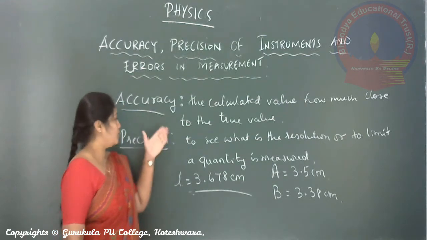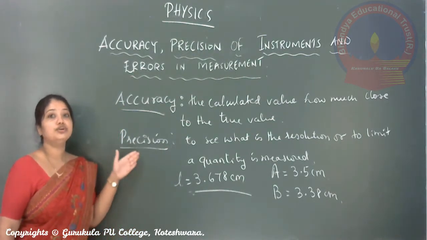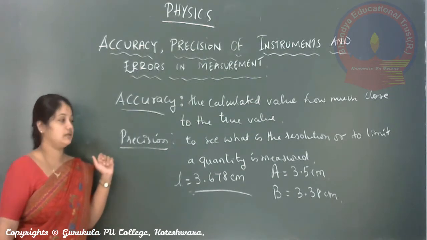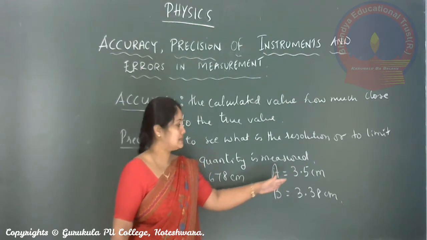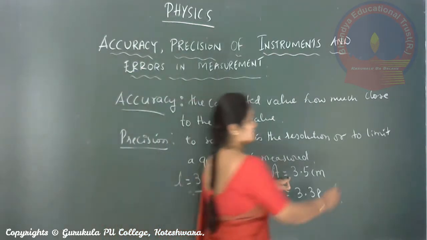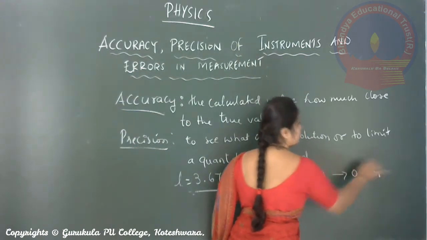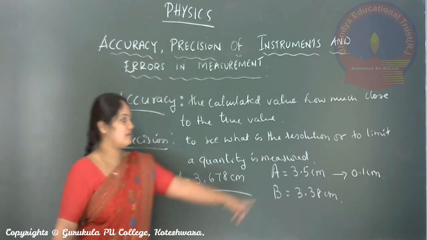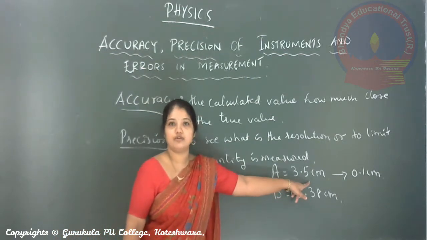Second one which we have is precision. Now what do you mean by precision? Let us take this example only. Here you can see the resolution given for this one is 0.1 centimeter, isn't it? After the decimal point you have only one digit.